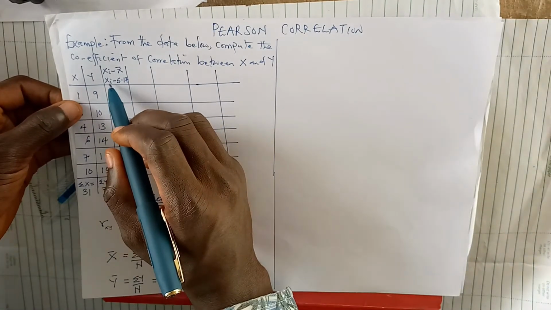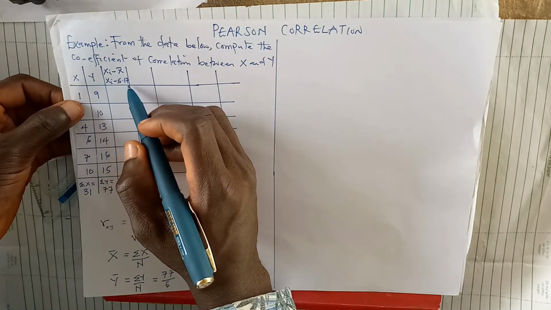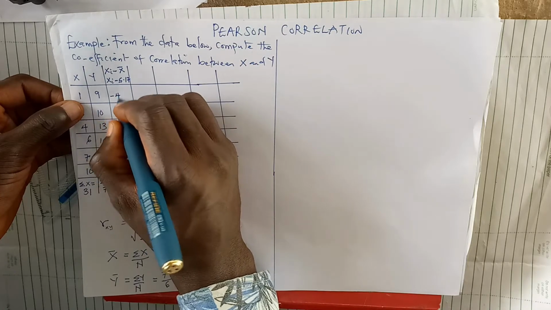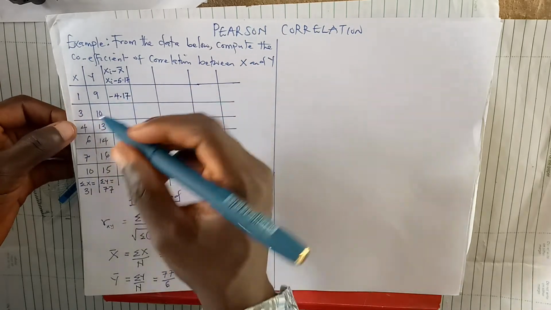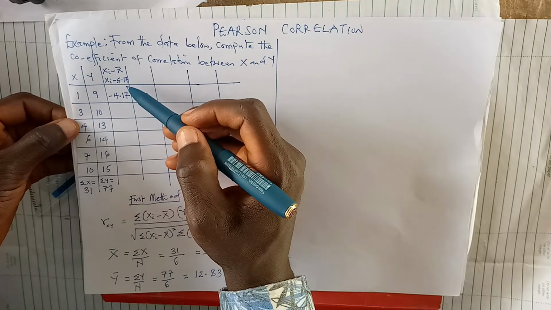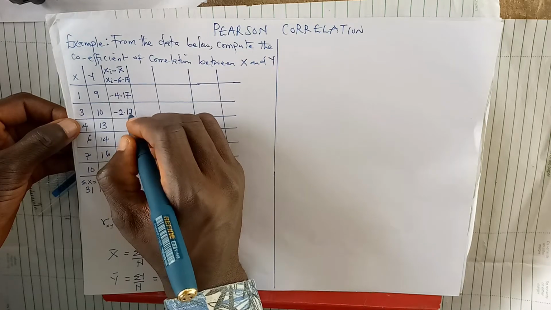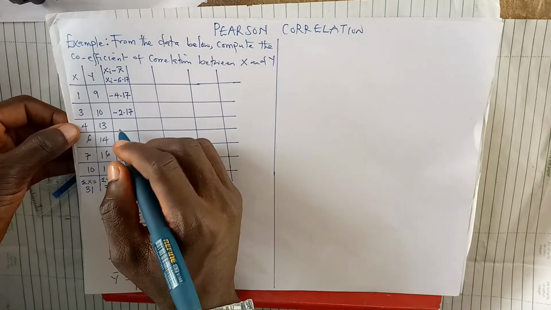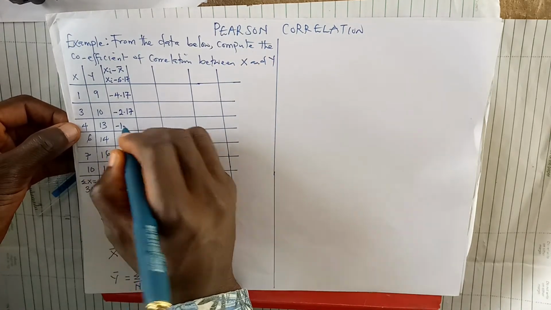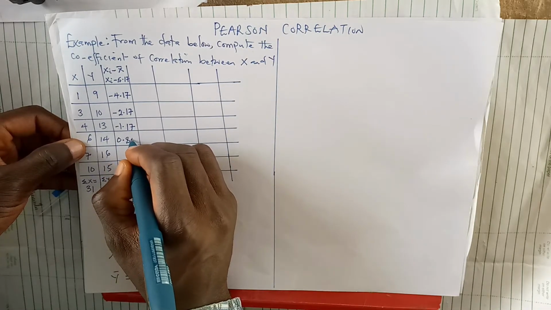Therefore, the value of x in the first box here is 1. So we have 1 minus 5.17, and that will give us minus 4.17. The value of x here is 3. 3 minus 5.17 will give us minus 2.17. The next row will give us minus 1.17. The next row will give us 0.83.